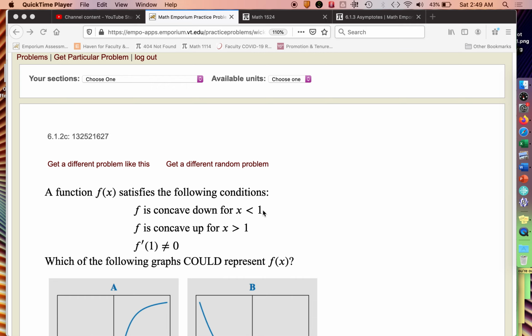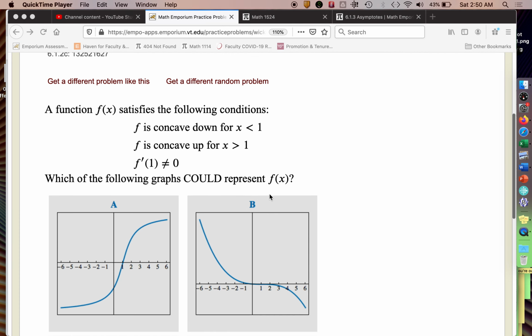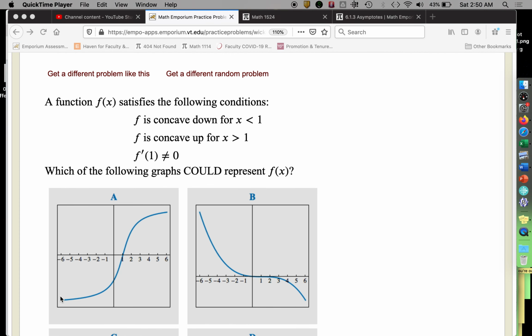F is concave down on the left side, so when x is less than 1, we want it to be kind of cupped downward. Notice it doesn't say anything about whether it's increasing or decreasing, just the concavity. So in graph A, I see this is actually concave up on the left side, and then it's concave down on the right side. So it is not graph A.